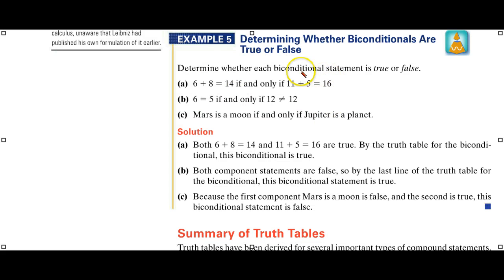Now, in example 5, they're asking you to use that table that we just looked at to see if these biconditionals are true or false. All right, as we look at letter A, this is true. And if we look at this next part, that is also true. So this is true, and according to the table, this will then be true.